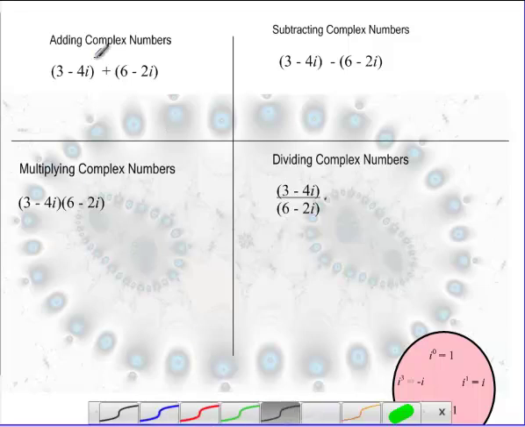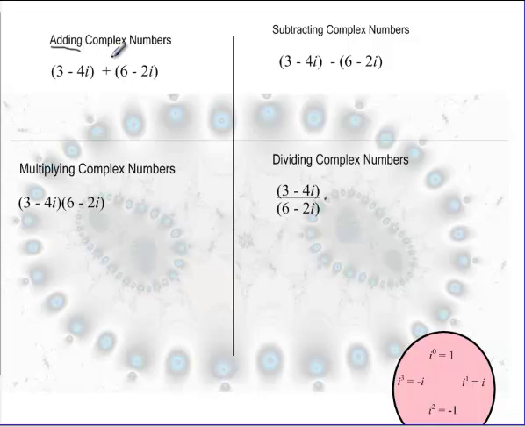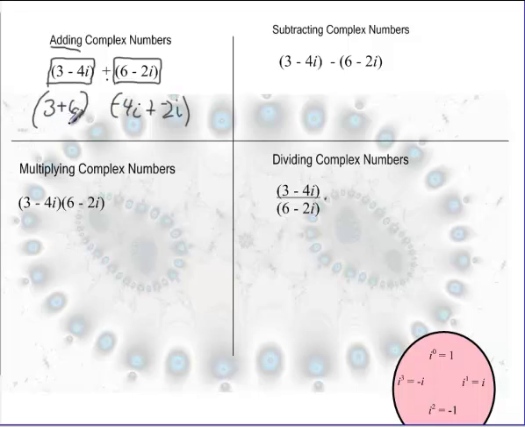So right here, it's asking you to add these complex numbers. Here's the first complex number, because it's got a real part and an imaginary part, and it's adding me with this complex number that has a real part and an imaginary part. So the 3 can be added to the 6. The negative 4i can be added to the negative 2i. And what you have is a new complex number, 9 minus 6i, because negative 4 plus negative 2 is negative 6.